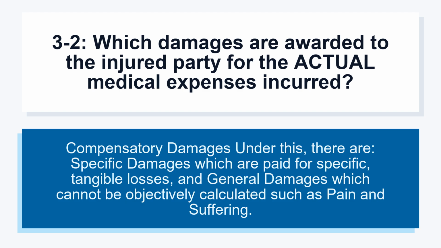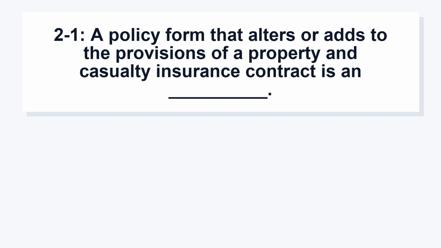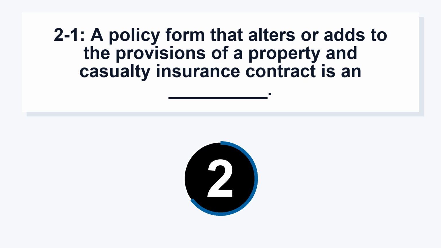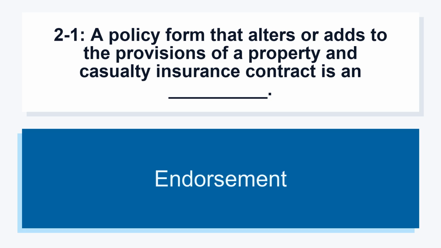Compensatory damages. Under this, there are specific damages which are paid for specific, tangible losses, and general damages which cannot be objectively calculated, such as pain and suffering. 2 to 1, a policy form that alters or adds to the provisions of a property and casualty insurance contract is an endorsement.